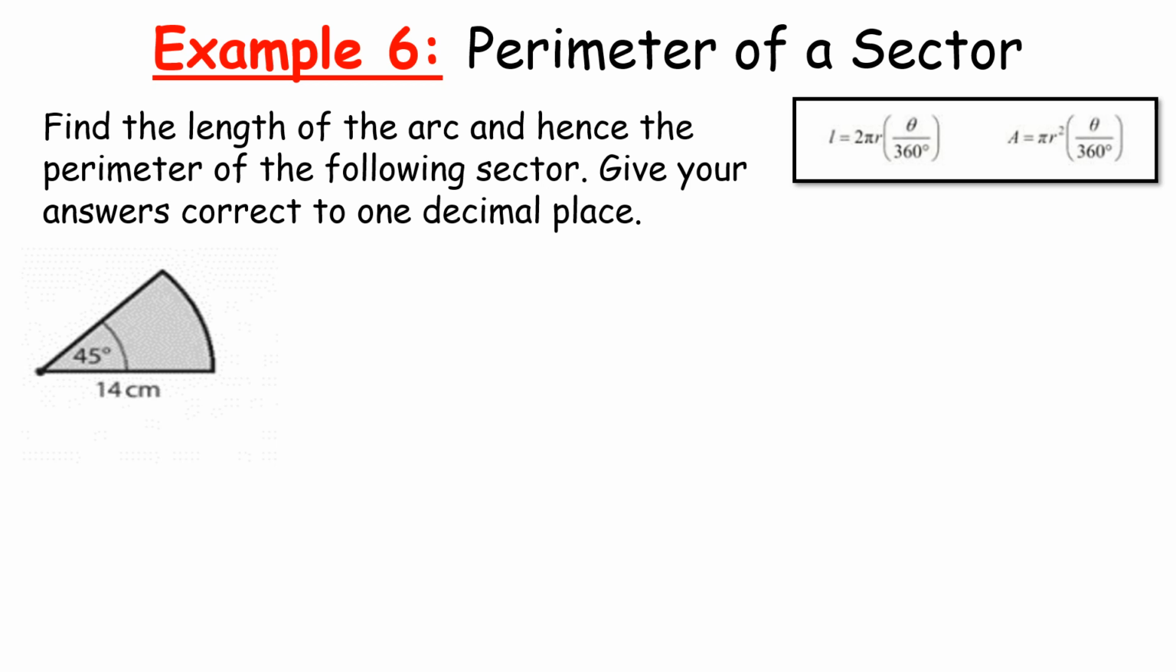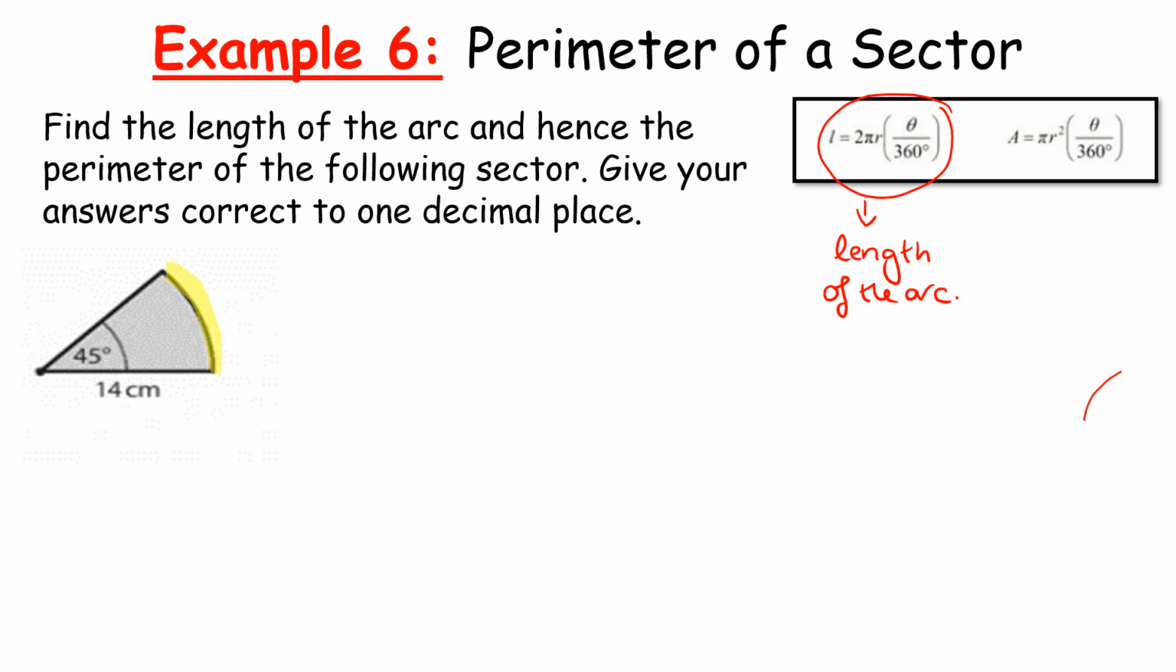So example 6 is, let's find the perimeter of a sector. So find the length of the arc and hence the perimeter of the following sector. Remember when we were looking at our log tables, I said that this L is the length of the arc. So what that means is it is specifically just looking at that curved piece here. So it's the bit of the outside.